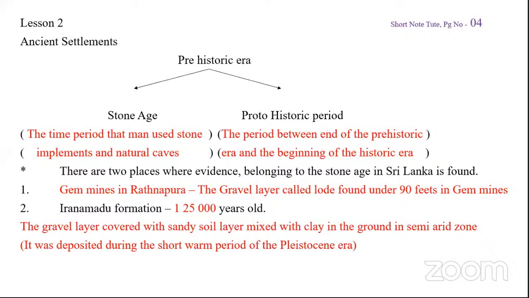evidences, there are two places where evidences belonging to the Stone Age in Sri Lanka are found. In Sri Lanka, our people also spent the Stone Age. So evidences are found from two places. What are the two places? The first place was the gem mines in Ratnapura. You know the Balangoda region, Ratnapura region, was the region where the Stone Age man of Sri Lanka was living.